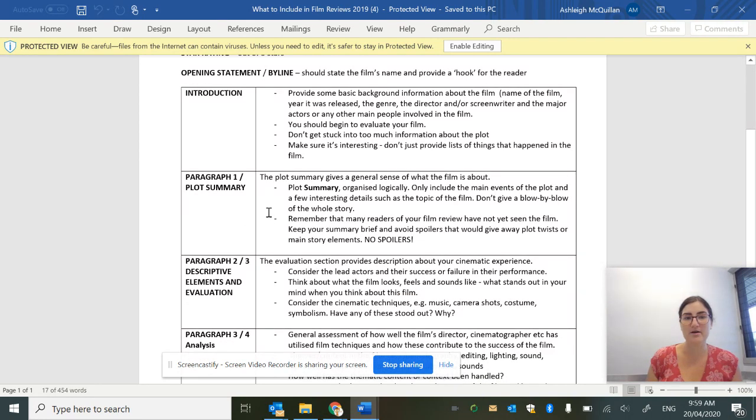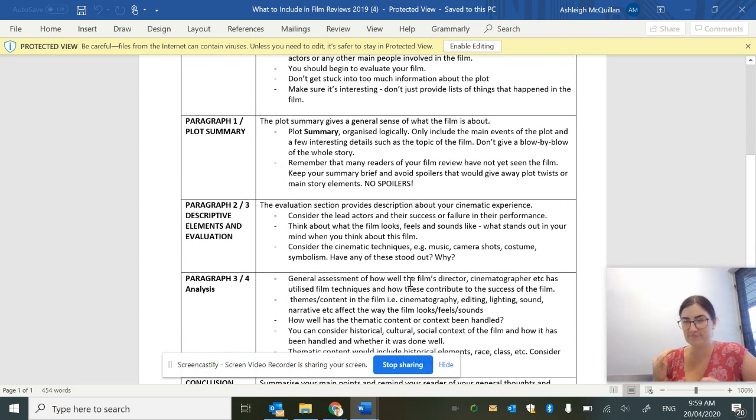All right, paragraphing. Remember, you don't have to have a certain amount of paragraphs. You can have one paragraph about your plot summary. You could have two, okay? You could have two paragraphs or one paragraph about the evaluation. It's not a really strict structure to a film review. Just make sure that whatever information you're talking about is bunched together where it should be and then it flows well.